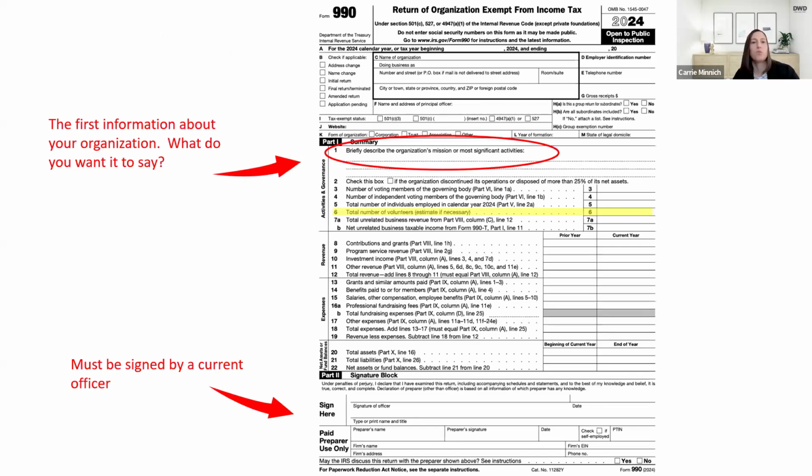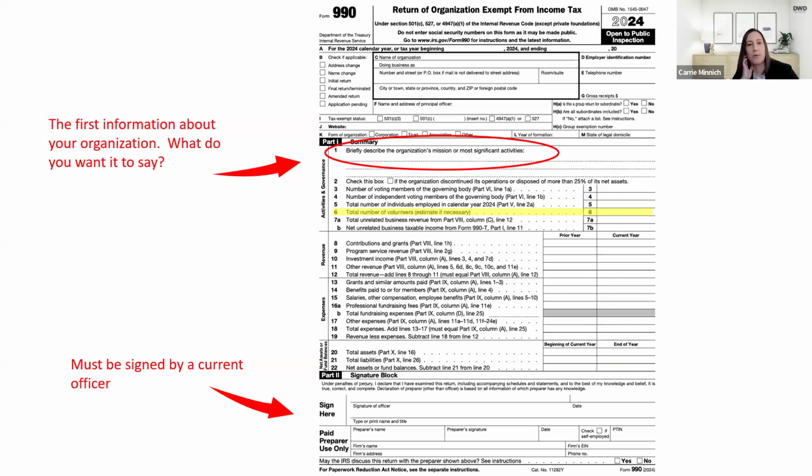If we actually look at page 1 of the Form 990, the top part is the header with general information. But Part 1, number 1 says briefly describe the organization's mission or most significant activities. A lot of organizations will put their mission statement here, which is perfectly fine. That is a correct answer. However, you could also describe what your most significant activities are if you wanted to. The key here is that this is really going to be the first sentence that the reader finds out about your organization. When they first pick up your 990, this is probably the first thing they're going to read. So what do you want it to say?